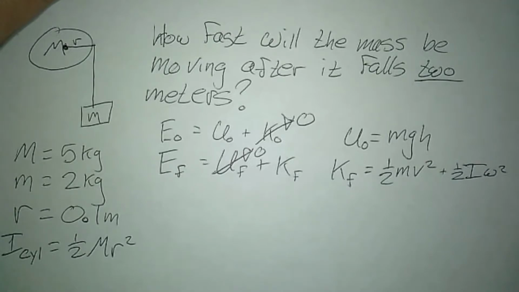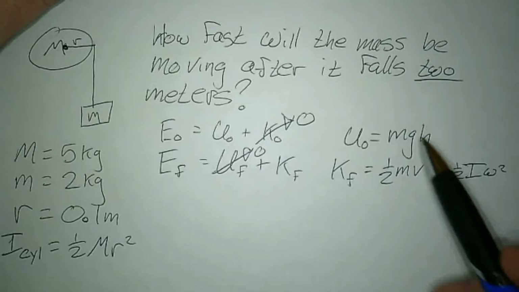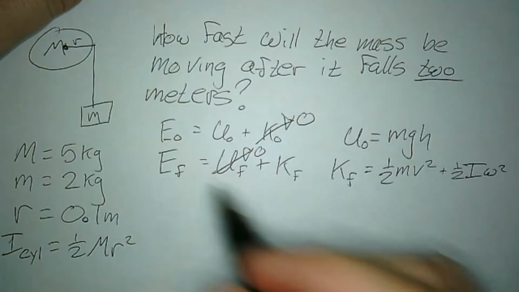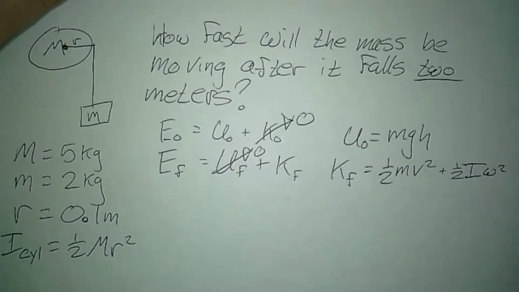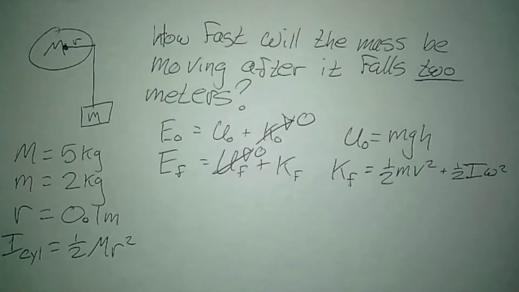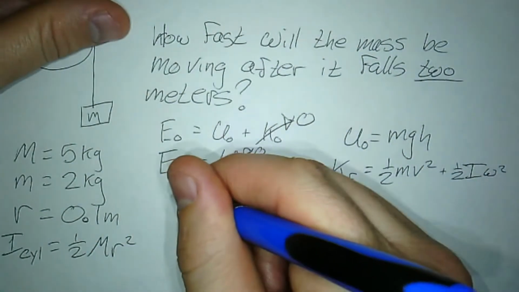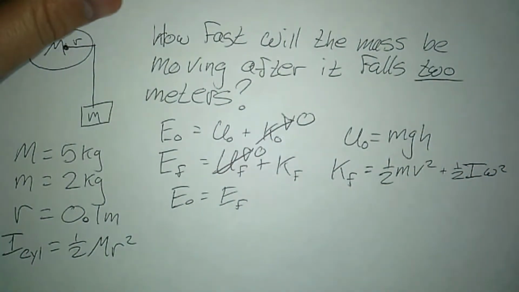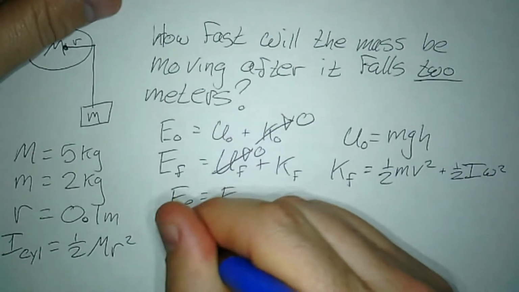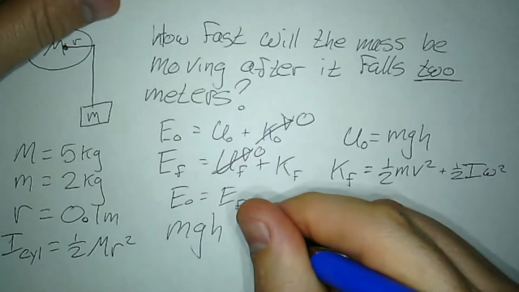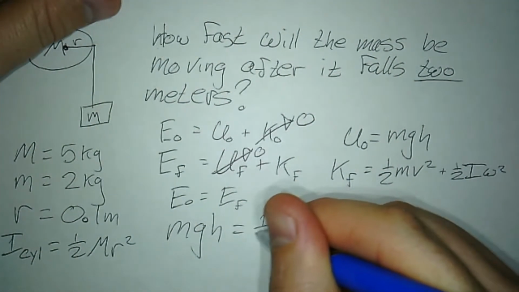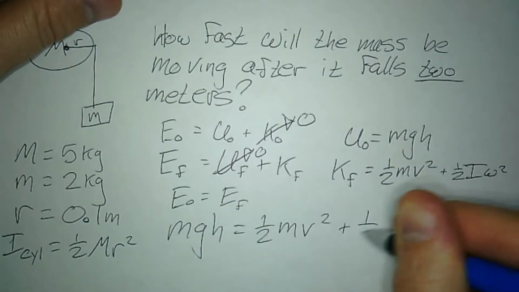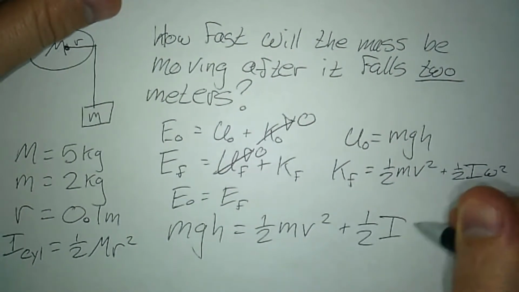So now I'm going to do the same thing I did in the previous problem. I'm going to take this potential energy and set it equal to this final term, because I know that my initial energy all is going to go to my final unless there's friction or some other way to lose energy. So I can do E naught equals E F, very standard stuff. So I'm going to get mgh is equal to 1/2 mv squared plus 1/2 I omega squared.